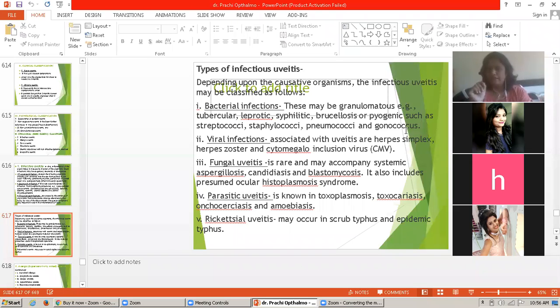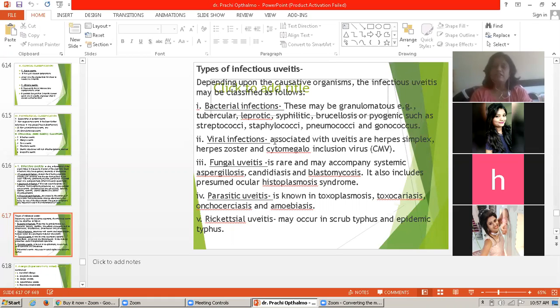So bacterial infection is due to the presence of bacteria, that is tubercular, leprotic, syphilis, brucellosis, pyogenic, streptococcus, staphylococcus, pneumococcus, and gonococcus. These are the many bacteria which lead to the granulomatous infection. This is the main type of infectious uveitis, due to bacterial infection.